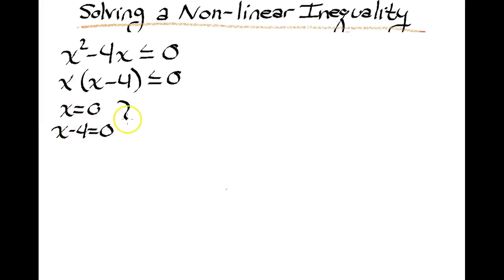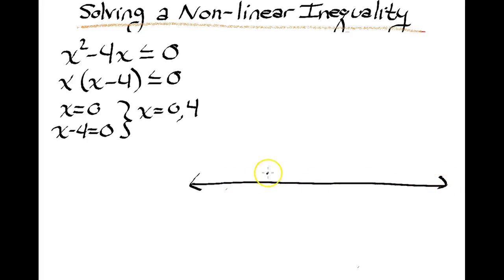So I get two values of x that make this related equation equal to 0. I get 0 and 4. I'm going to take my x-axis and locate 0 and 4 on my x-axis. And I want you to notice that my inequality sign this time has an equal sign, so it's allowed to equal 0. So instead of writing open dots, I'm going to write closed dots to remind me these can be part of my solution. So now I'm going to plug in test points.